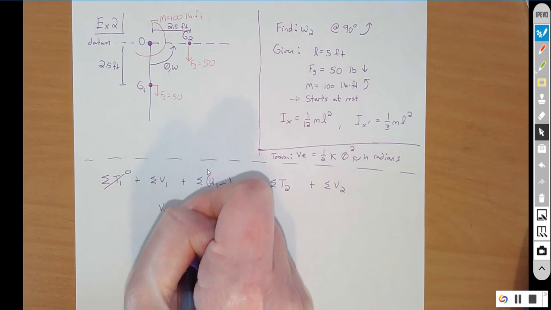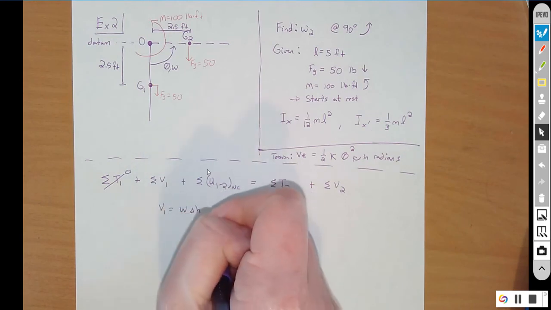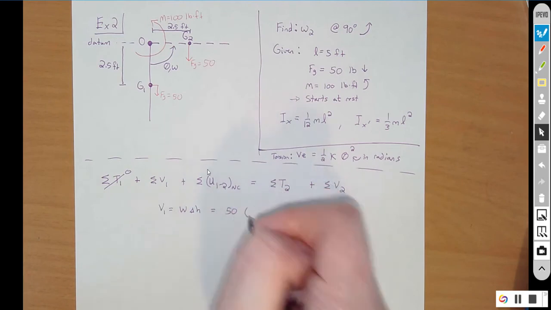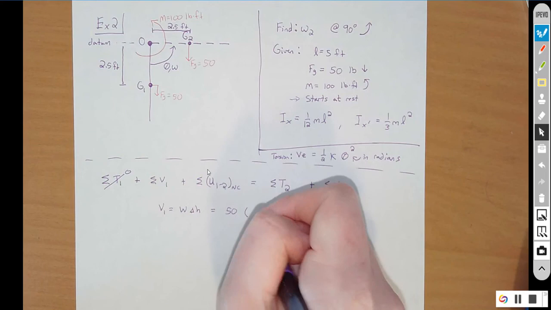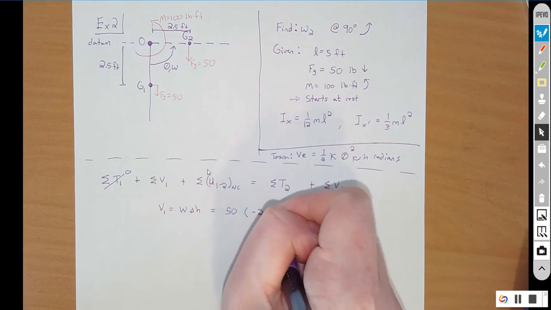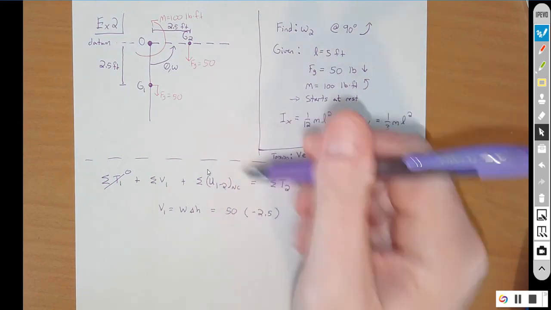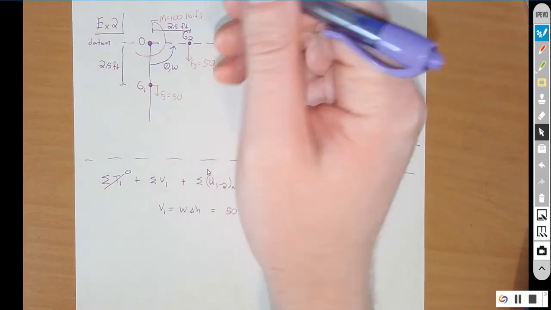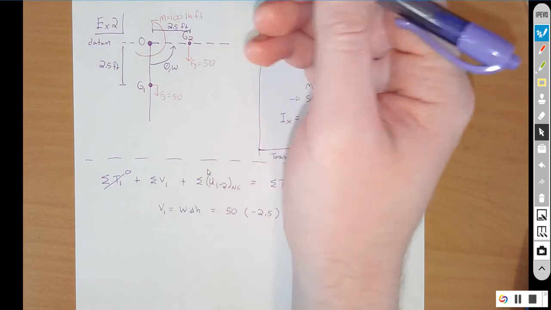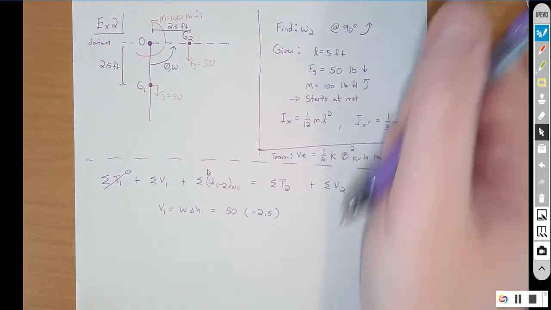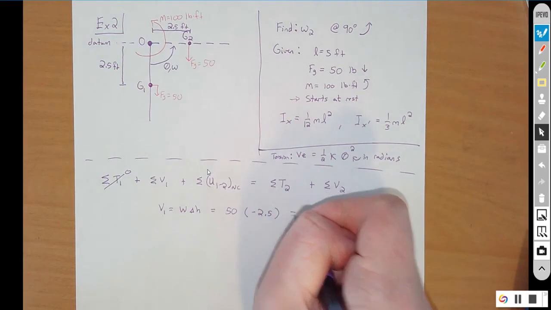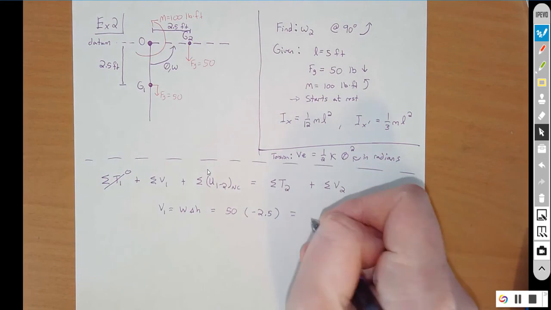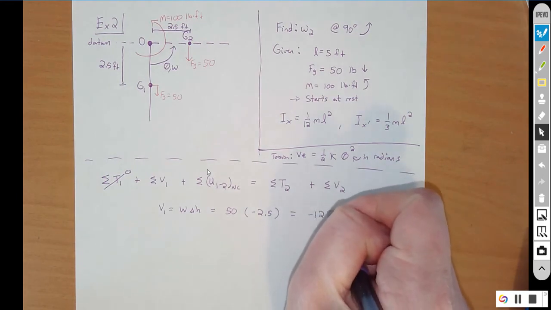So V1 is going to be weight times delta height. So our weight is 50 pounds, and our delta H in this case is going to be negative 2.5 because we are underneath. Remember, for weight, we assume that up is positive. So a positive y will give us positive potential energy, so we have a negative. We're going underneath the datum. So negative 2.5, which will give us a total of negative 125 joules.